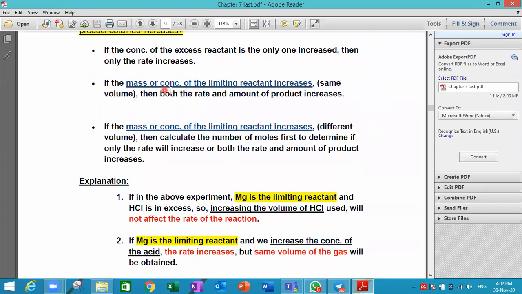If the mass or concentration of the limiting reactant increases, with the same volume, then both the rate and the amount of the product will increase. If I increase the mass of the limiting reactant, the rate will increase and the amount of the product will increase. If the mass or concentration of the limiting reactant increases with a different volume, then calculate the number of moles first to determine. Don't bother yourself by this.